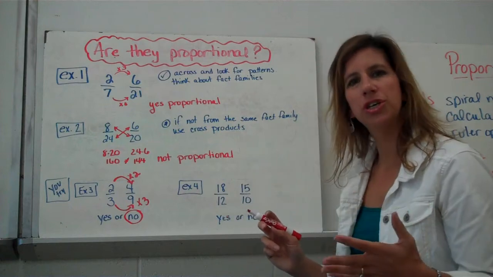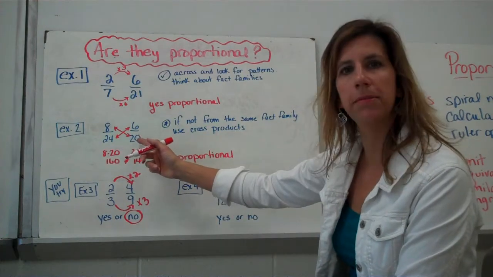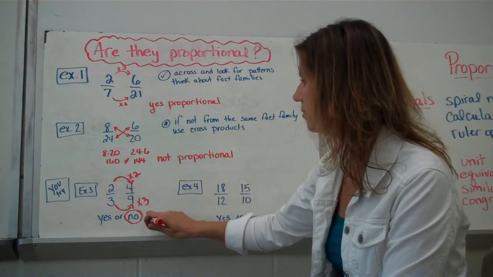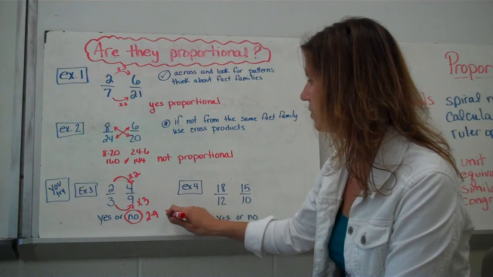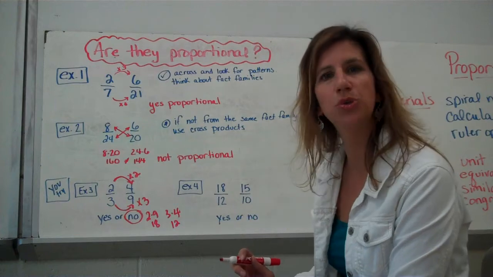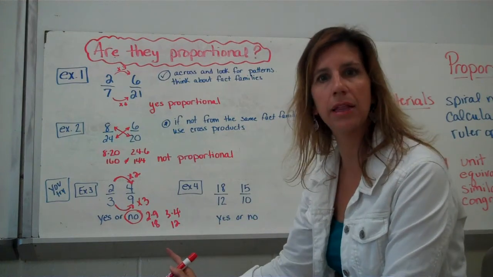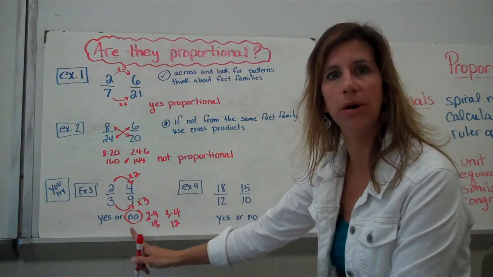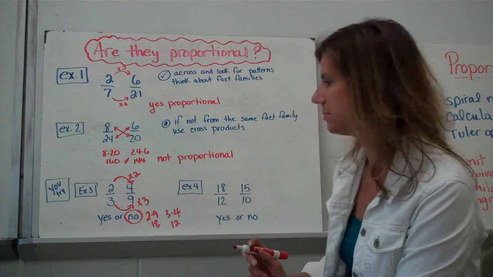Now, if you weren't sure and you wanted to use the cross product method on this problem, you certainly could. It would be 2 times 9 and 3 times 4. 2 times 9 is 18. 3 times 4 is 12. You can see that those products are not the same, so my answer is still no. It doesn't matter which method you use.